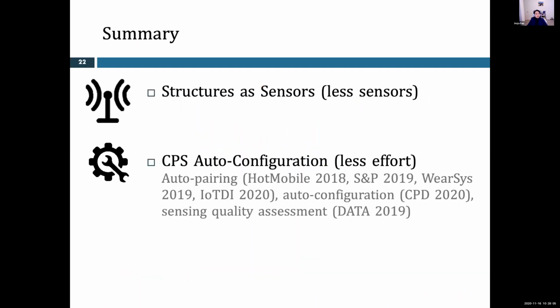We also did some related work on how to auto-configure cyber-physical systems, including how we can achieve auto-pairing between wearable devices, how to auto-configure infrastructure device-free sensing systems, and how we can do that systematically by understanding the quality of their deployment, their sensing quality.